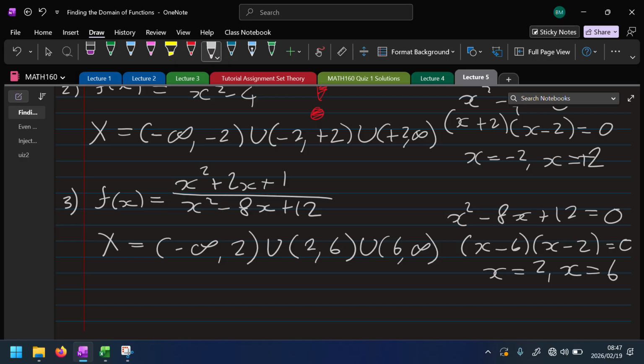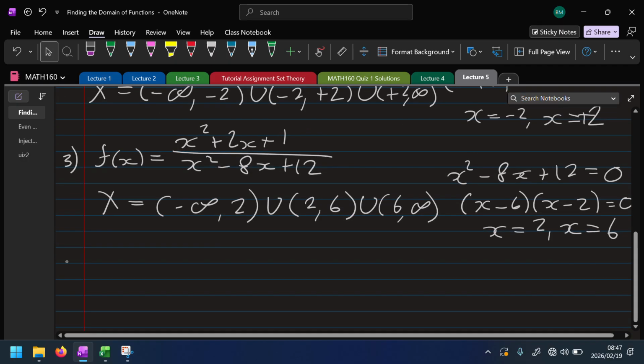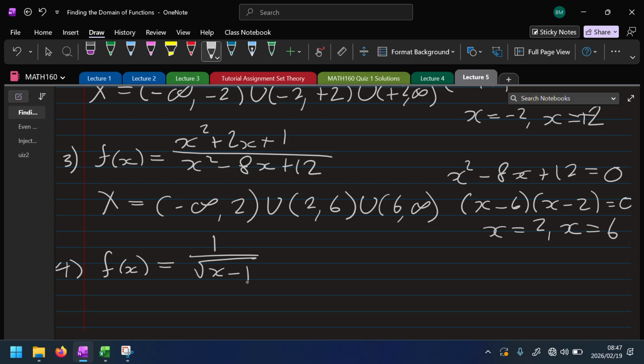Okay. Pretty straightforward. So the general idea for rational functions, like we've been working with, you look at the denominator, you set it equal to 0. That gives you your problem points, and make sure you remove those. Okay, so that's the process for a rational function. Number 4, here we have something slightly different. Here we have 1 over root x minus 1.